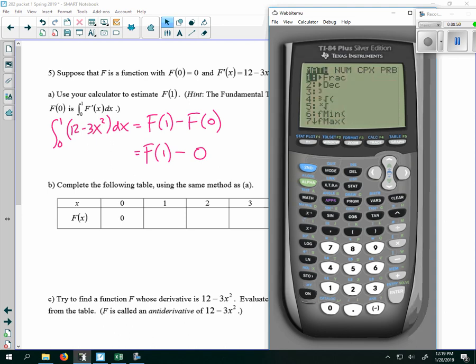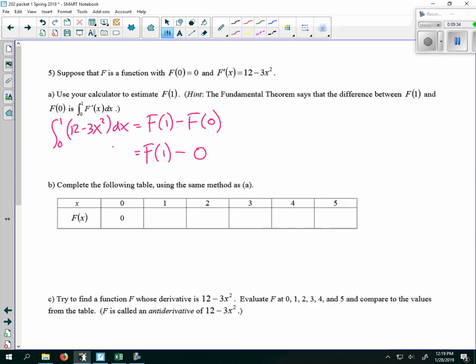So you press the math button, you scroll down to number 9, function integral, and I'm integrating from 0 to, oops, start again. Option 9, integrating from 0 to 1 of 12 minus 3x squared dx. And we get 11. And that adds 0 to both sides. That's silly, right? So it turns out that f of 1 is 11.